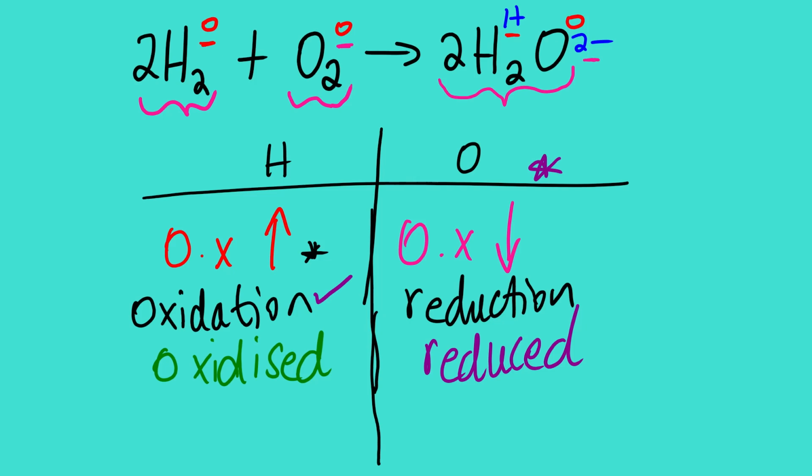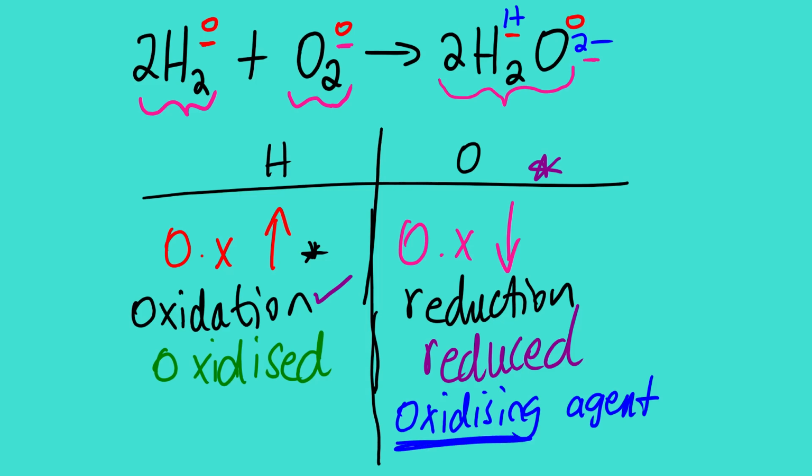So in this case, we say oxygen forces hydrogen to undergo oxidation. Now, elements which force other elements to undergo oxidation, we say those elements are oxidizing agents. It's an agent that forces other elements to undergo oxidation. That is why we say it's an oxidizing agent.